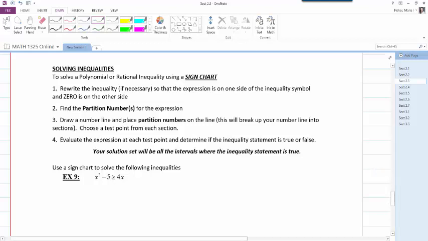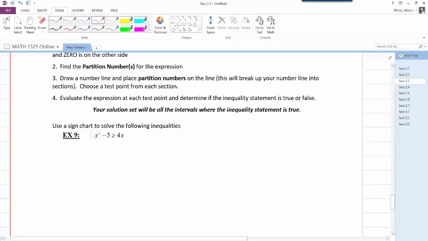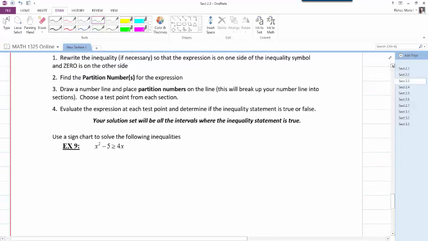Let's do number 9. Number 9 says use a sign chart to solve the following inequalities. So first, rewrite it so we get expression on one side and 0 on the other side. I don't have 0 here, so I need to subtract 4x from both sides. So I end up with x squared minus 4x minus 5 is greater than or equal to 0. So step 1 is now done because I have expression on one side, 0 on the other side.